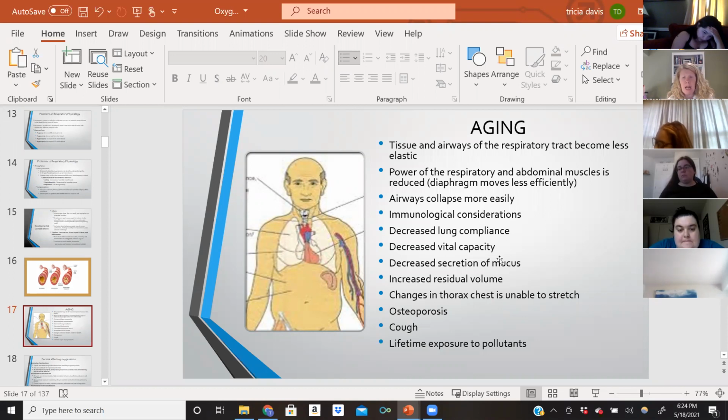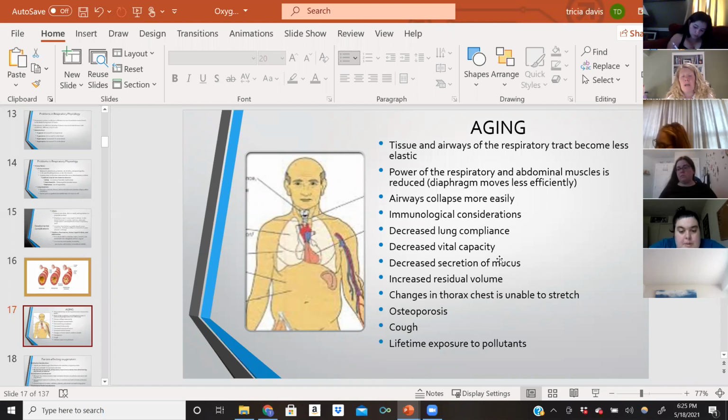There are different immunological considerations to think about as they get older. We see a decrease in their lung compliance. We see a decrease in their vital capacity. We're going to talk a little bit more about that in a couple more slides. We see a decrease in the secretion of mucus. We see an increase in their residual volume. Some patients experience changes in their chest where it's unable to stretch.